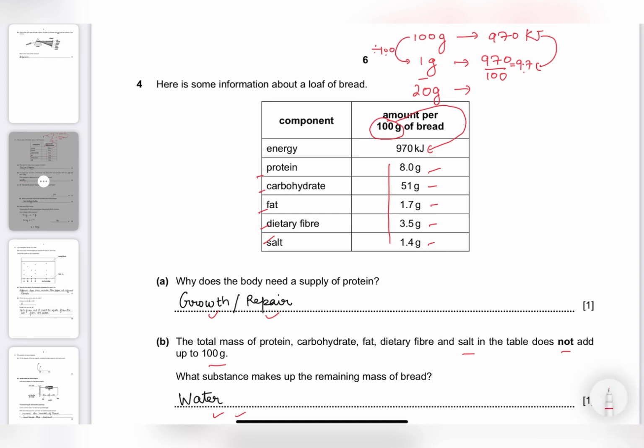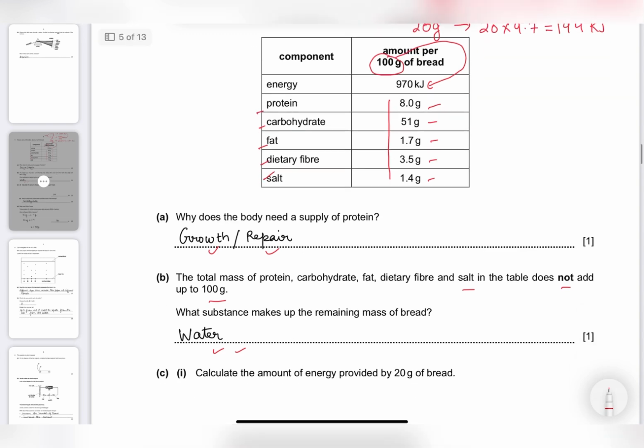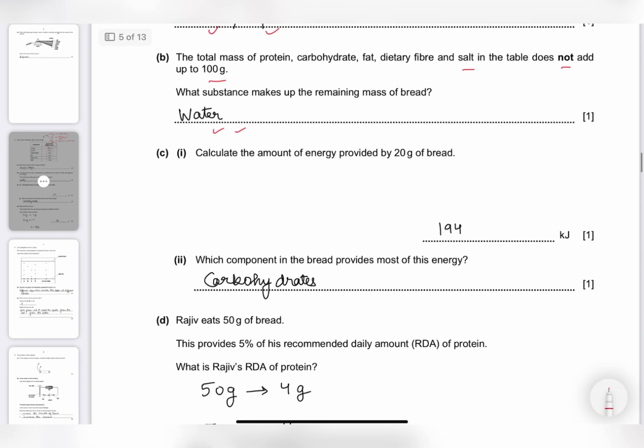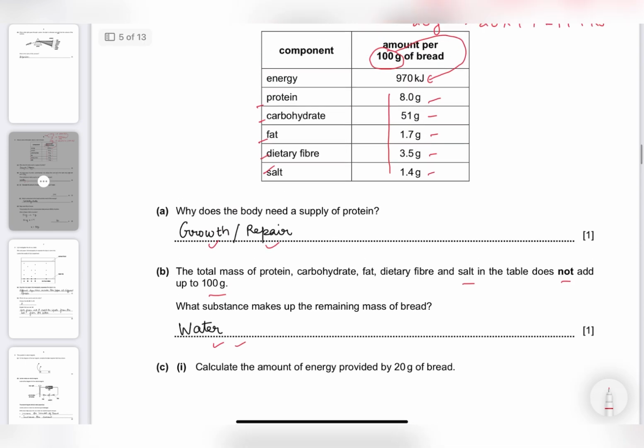How much will 20 grams give us? That would be 20 times 9.7, and the answer would be 194 kilojoules. Very good. Let us move on to the next question now. Which component in the bread provides most of this energy? If we look carefully, most of the energy is provided by carbohydrates.